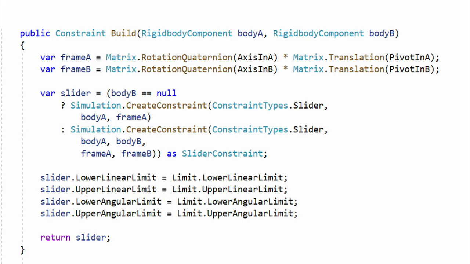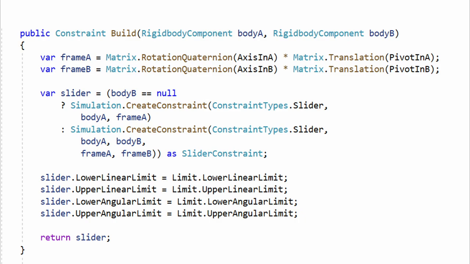The second constraint that we'll look at is the slider constraint. Here we choose an axis along which the body will move and a pivot point relative to the body where the rail will be. To create a slider constraint with code, you need a frame for each body. This frame is first the rotation matrix, which rotates the unit x vector to establish the constraint axis, and then it's multiplied with another matrix, the translation matrix of the pivot position.